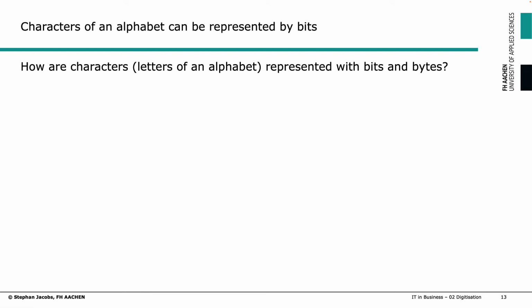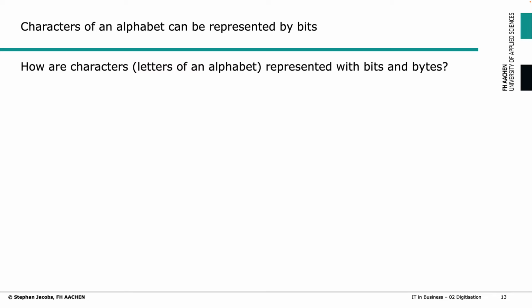Now, how is this practically done? If we now have our 5 bits and we would like to have a bit representation for each character, how do we do it? From a technical point of view, that's actually quite simple.